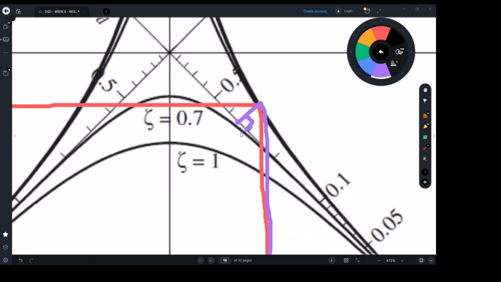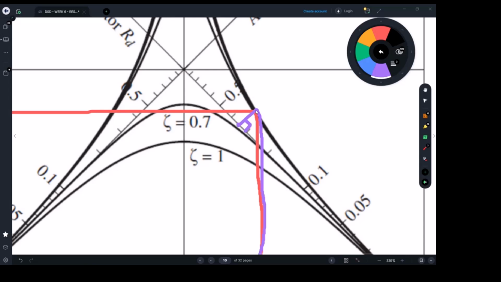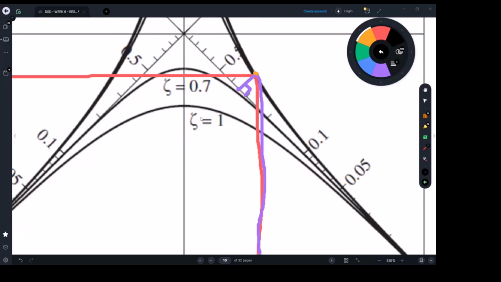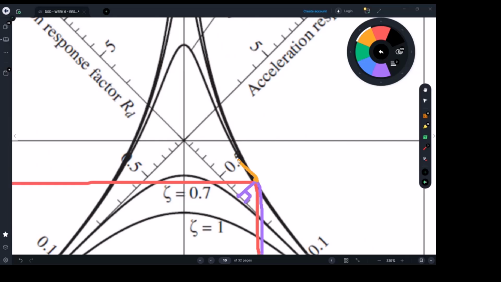Acceleration, same kind of technique. By the time we hit the curve, let me do it with this color, we should go vertically towards the acceleration axis. We go like that.